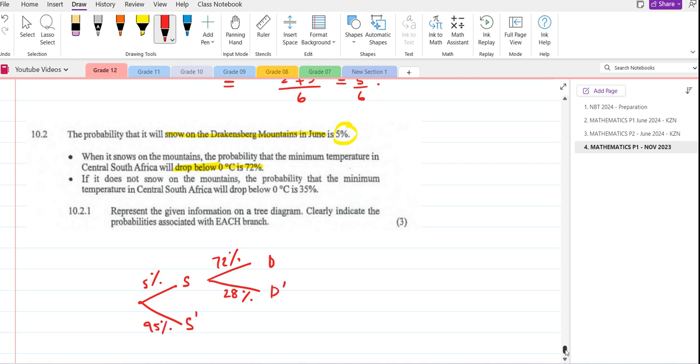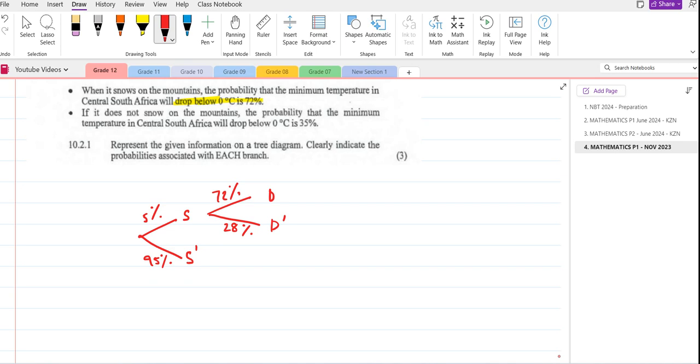If it does not snow on the mountains, so it does not snow is here, the probability that the minimum temperature in central South Africa will drop below zero, probability of drop below zero, will now be that it drops below zero.